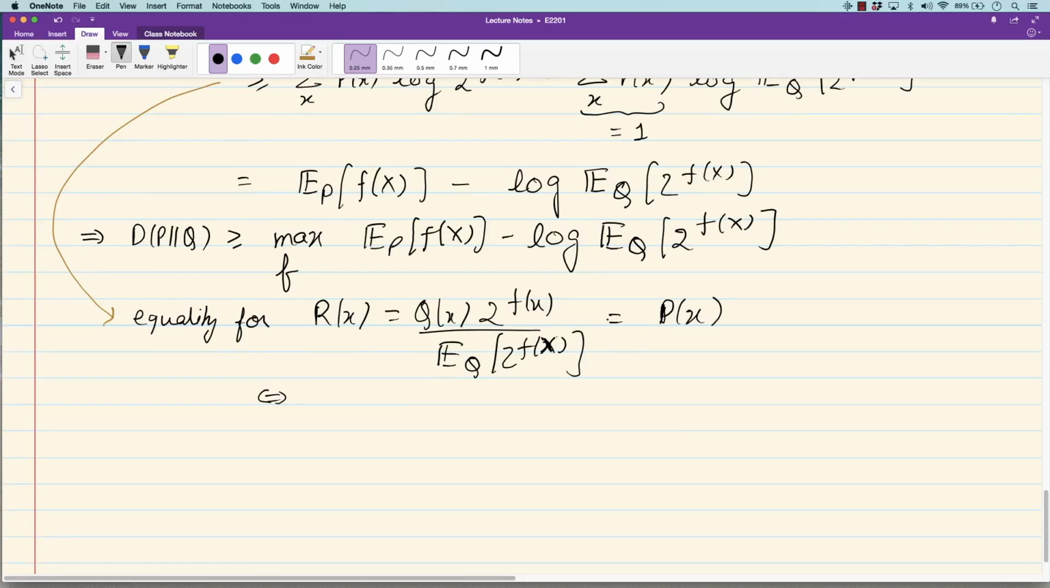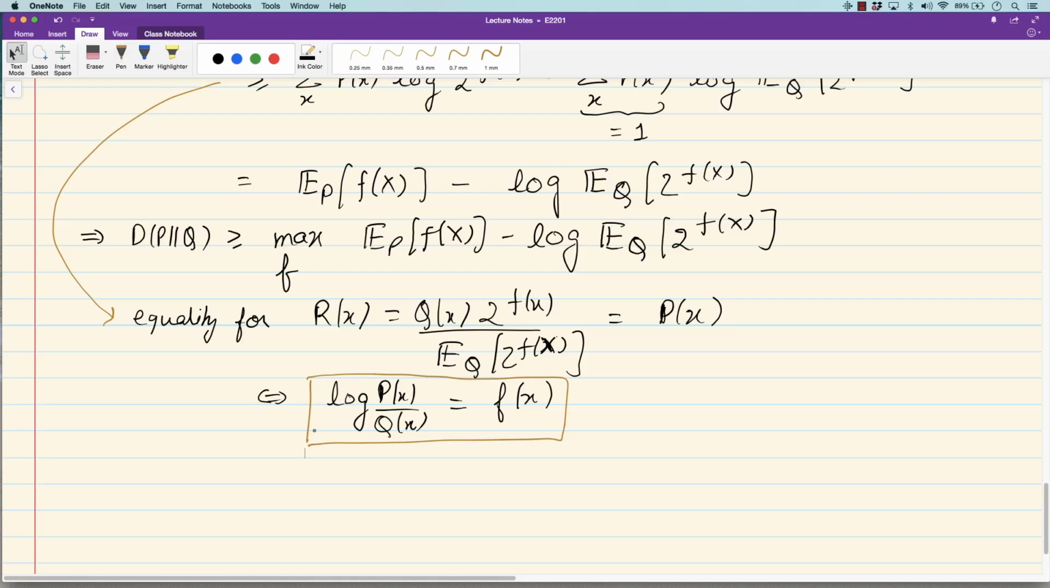This equality here can happen if and only if log px by qx equals fx. Let's check this. If fx is log px by qx, then 2 to the power fx is just px by qx. Qx cancels, so this just becomes px. And what about the expected value? This is px by qx, and the expected value of px by qx is 1. So this will become px. So this is the choice of f for which equality holds. So there is indeed one f for which equality holds.